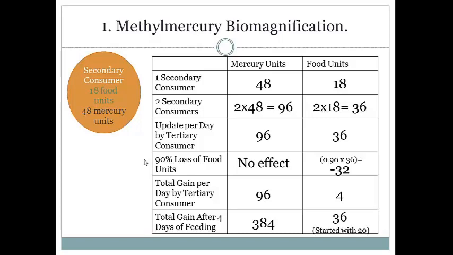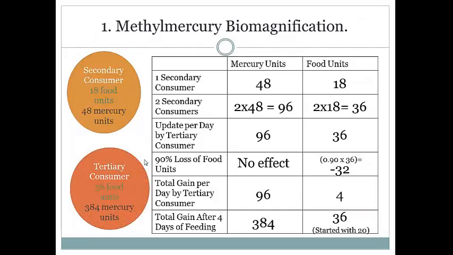And again, 4 times 4 for 4 days gives me 16, and we started with 20, so that's where we get that 36 from. For 96, we just multiplied that by 4 to get 384. So my tertiary consumer has 36 food units and 384 mercury units at the end of day 4. So as we move up these trophic levels from primary, secondary to tertiary consumer, we see that the amount of methyl mercury starts to exponentially increase.